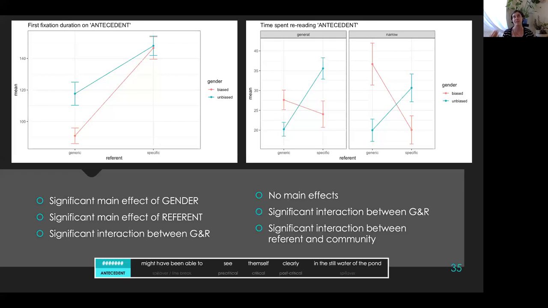However, if that's the case, that doesn't explain why we have an interaction between the general population and our narrow population. In the general population, we see that not only are biased generics, like a pilot, read faster than in the narrow population, but also that biased names are read slower than in the narrow population.